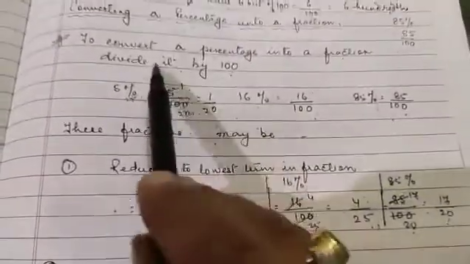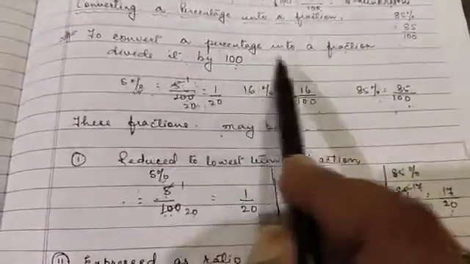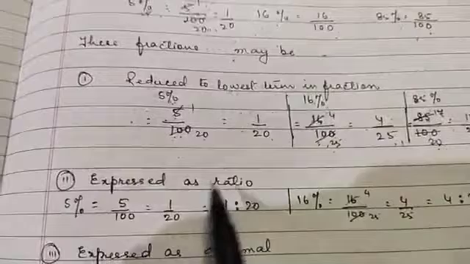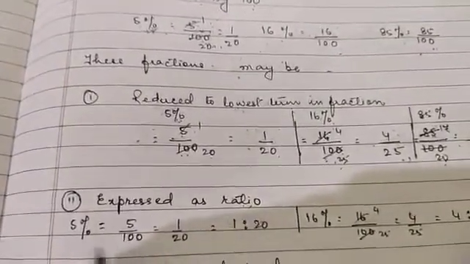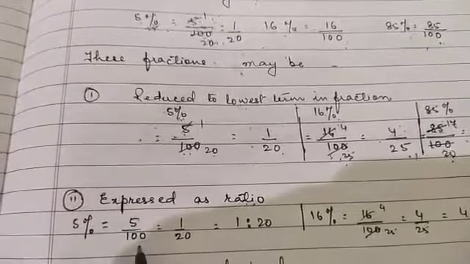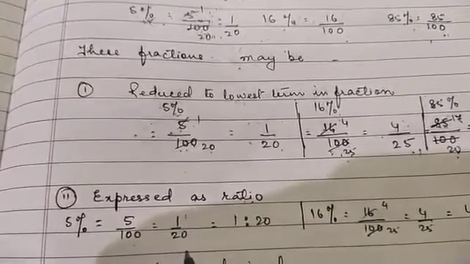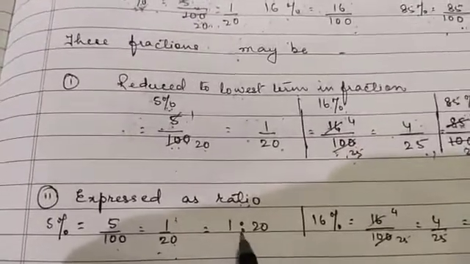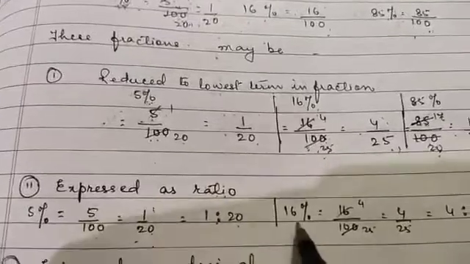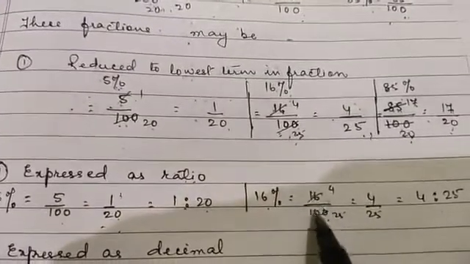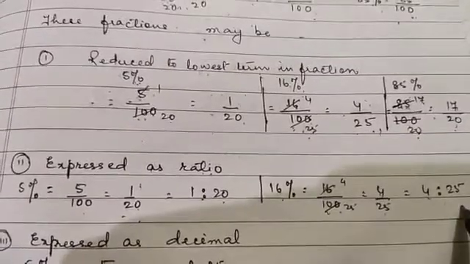Okay. This fraction can also be written as a ratio. We have converted percentage into a fraction, then we are converting this percentage as a ratio. We are expressing the percentage as ratio. 5% means 5 by 100. We reduced it to lowest term. This became 1 by 20. So this 1 by 20, you can write it as 1:20. Clear? 16%, 16 by 100 is how much? 4 by 25 is 4:25.